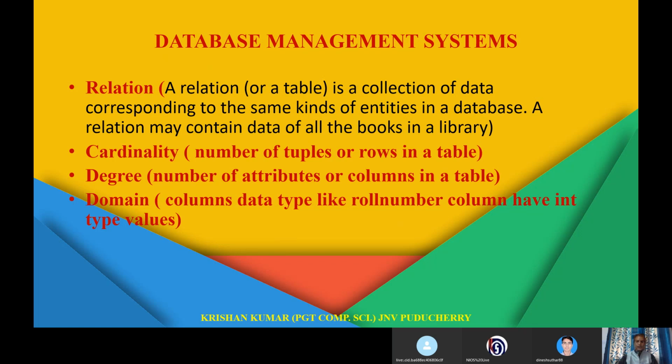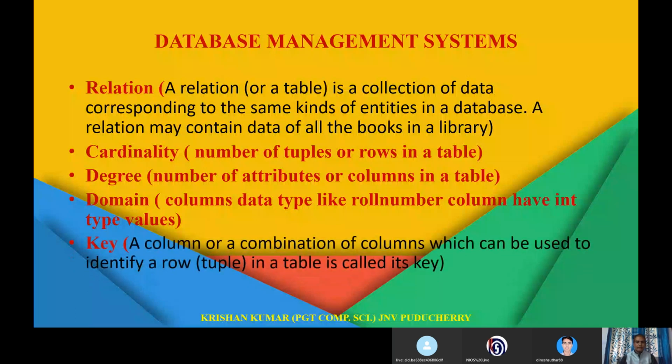Next thing is domain. Column's data type, like a column we have roll number. What kind of data can roll number store? Yes, a roll number can store integer type of data. Sometimes it can store alphanumerical data also. Suppose A102, B102, like that data also can be stored. So these types of data are called a domain. The types of data for a particular column is called a domain.